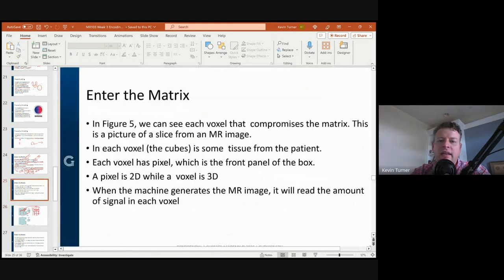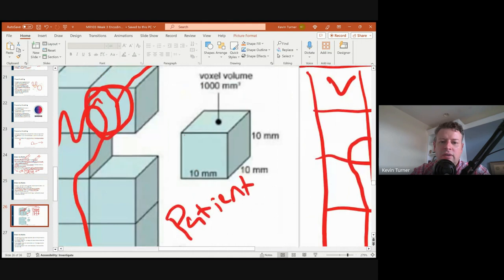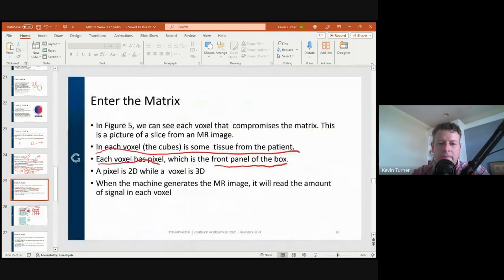Figure five, that's the figure we're just looking at. Each voxel comprises the matrix. This is a picture of a slice from an MR image. Each voxel is some tissue from the patient. We use the term volume in MRI. We're talking about the volume of tissue inside the patient. Each voxel has a corresponding pixel on the image, which is the front panel of the box. So this part of the voxel ends up becoming the pixel. A pixel is 2D while a voxel is 3D. When the machine generates the MR image, it will read the amount of signal in each voxel and correspond that to the pixel.